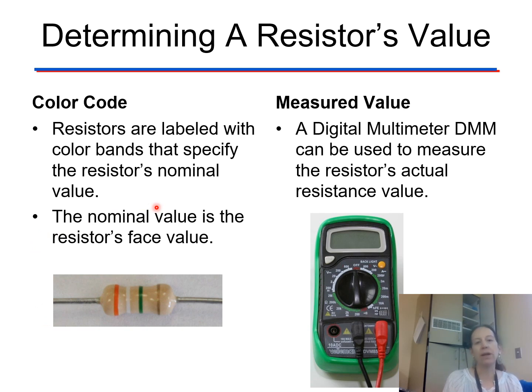And now we get into determining the resistor's value. So the resistor's value is going to be on the resistor itself, and that would be the color code. And then you have the actual measured value, which may or may not match up. It should be close. So resistors are labeled with color bands that specify the resistor's nominal value. That is the resistance that it is supposed to have when you measure it. And it's what we would call the face value. And then when you actually put the multimeter on the resistor to measure it, that would be the actual resistance value, and they should be within a particular band around what the nominal value is.